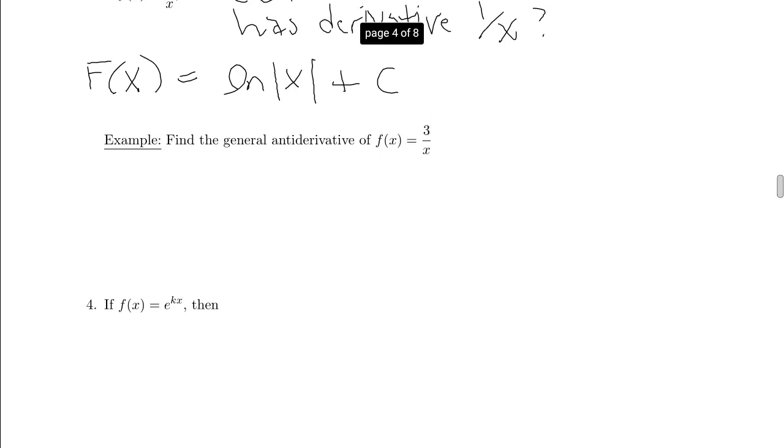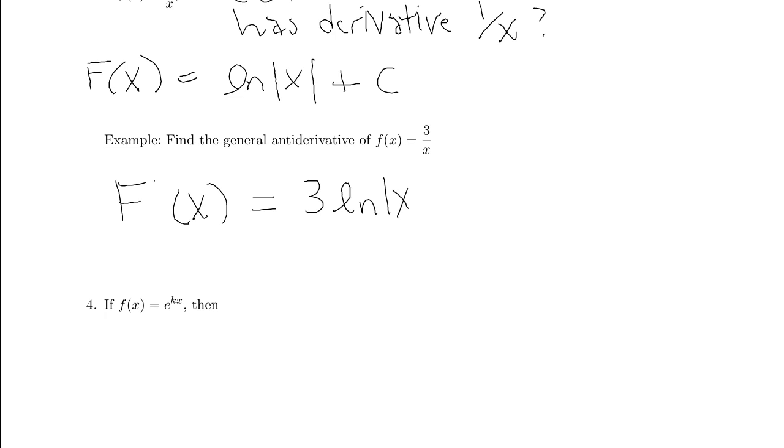So let's work through a quick example of this. Let's find the general antiderivative for little f of x is equal to 3/x. We get that our general antiderivative, capital F of x, is equal to 3 times ln of the absolute value of x plus a constant. So that's our antiderivative.